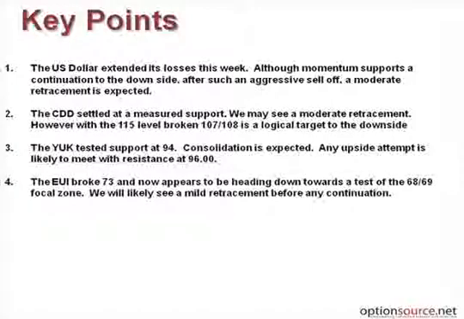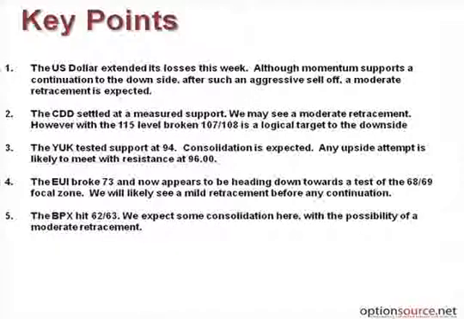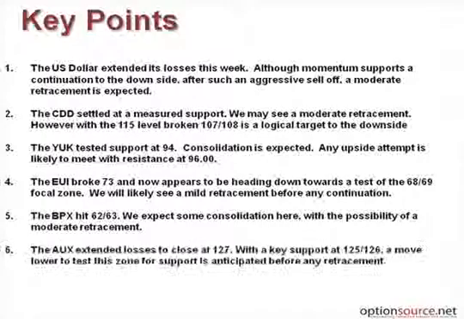The EUI broke 73 and now appears to be heading down towards a test of 68, 69 focal zone. We will likely see a mild retracement before any continuation. The BPX hit 62.63. We expect some consolidation here as well, with the possibility of a moderate retracement. And finally, the AUX extended its losses to close at 127 with a key support at 125, 126. A move lower to test this zone for support is anticipated before any retracement.